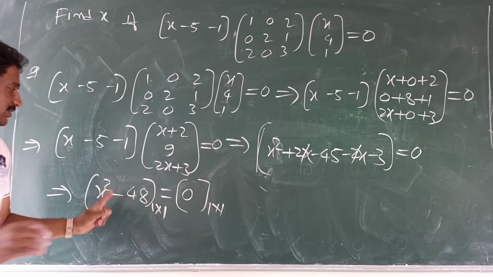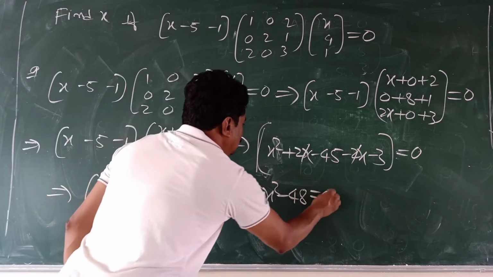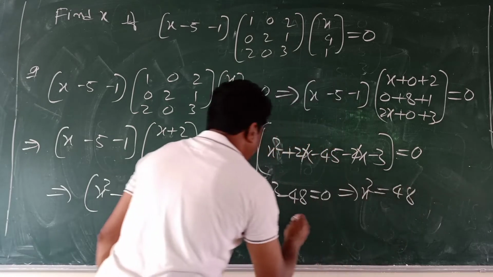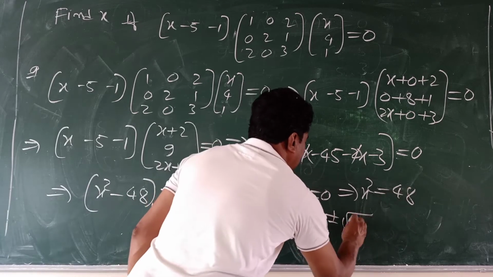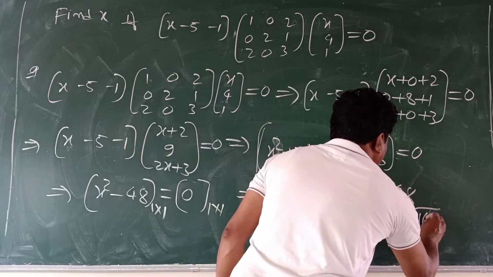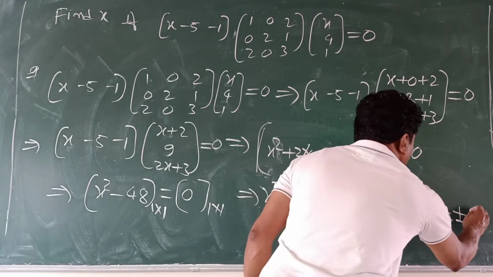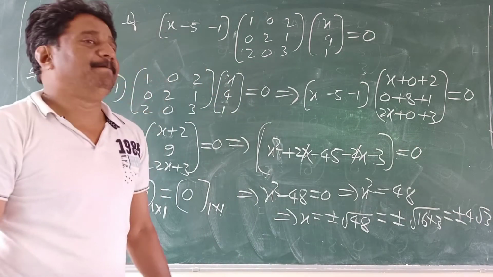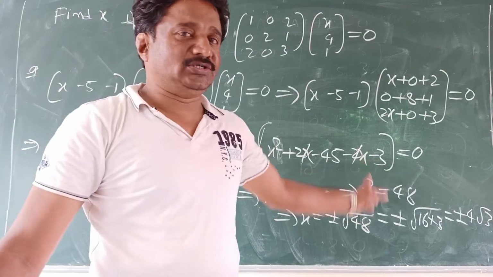Now equate. This implies x square minus 48 is equal to 0. That implies x square equals 48. That implies x equals plus or minus root 48, which is plus or minus root 16 times 3, plus or minus root 16 times root 3. So the values of x are plus or minus 4 root 3. I think you understood this.